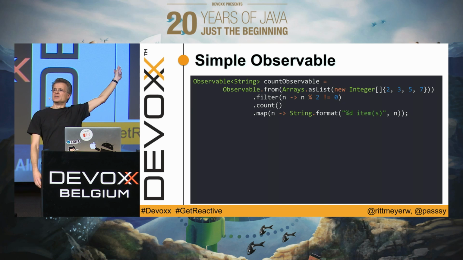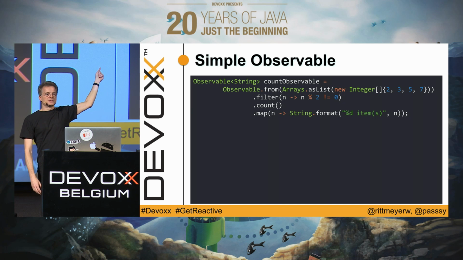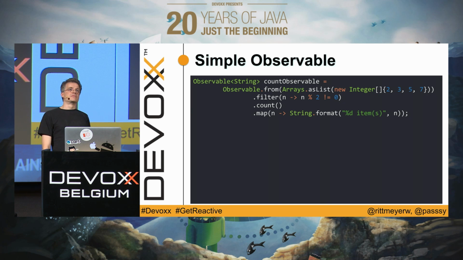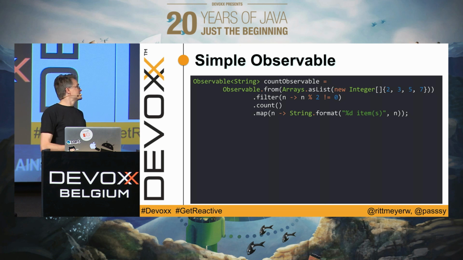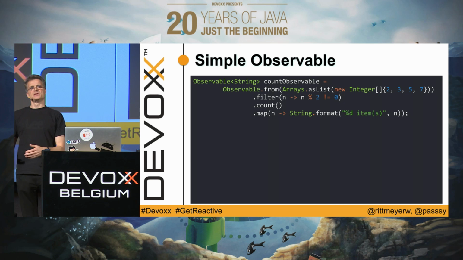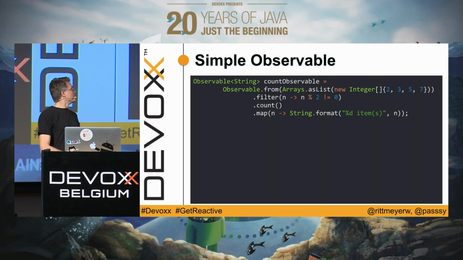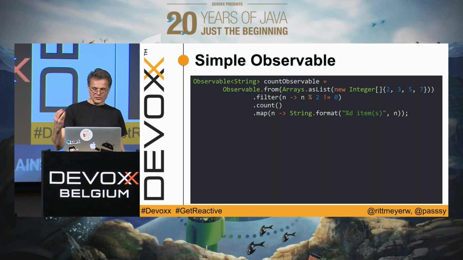But what you see here is not the execution, it's just the definition, the declaration of what you want this observable to do. Nothing happens as of yet. It only starts to happen when someone subscribes. It's comparable to Java 8 streams, where the stream only runs when someone consumes it. But in contrast to Java 8 streams, you can subscribe to this observable multiple times, and it works. And streams you can only consume once.